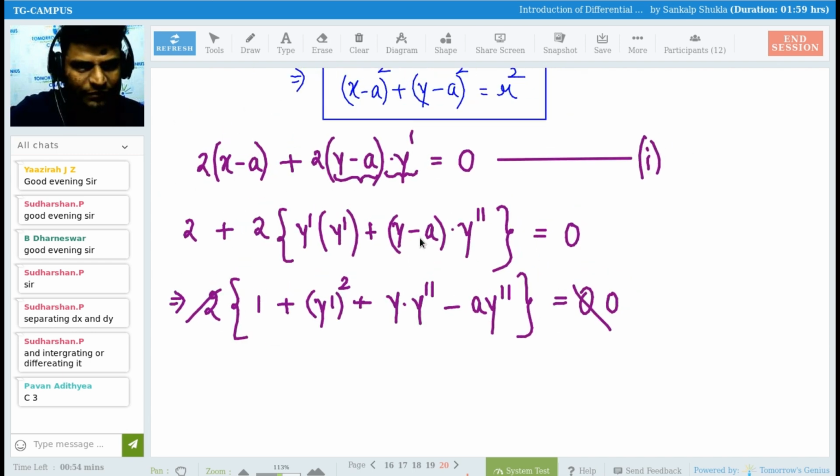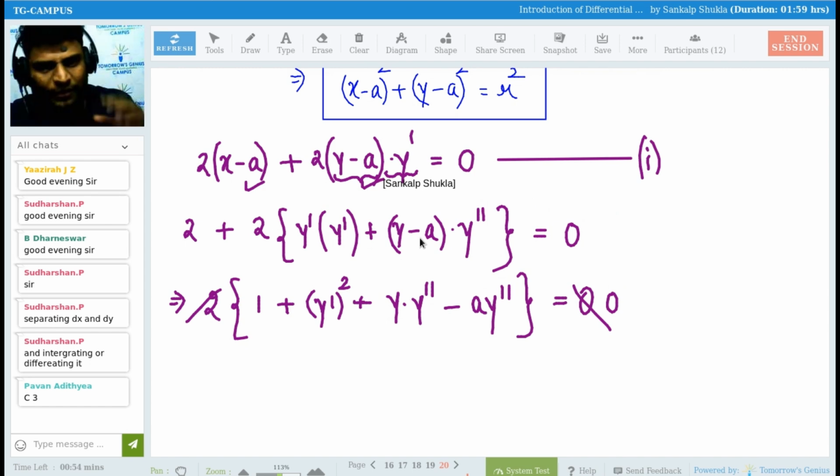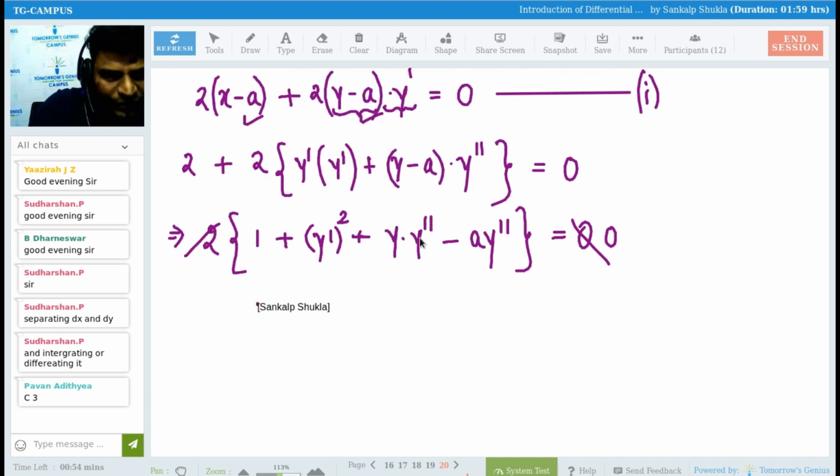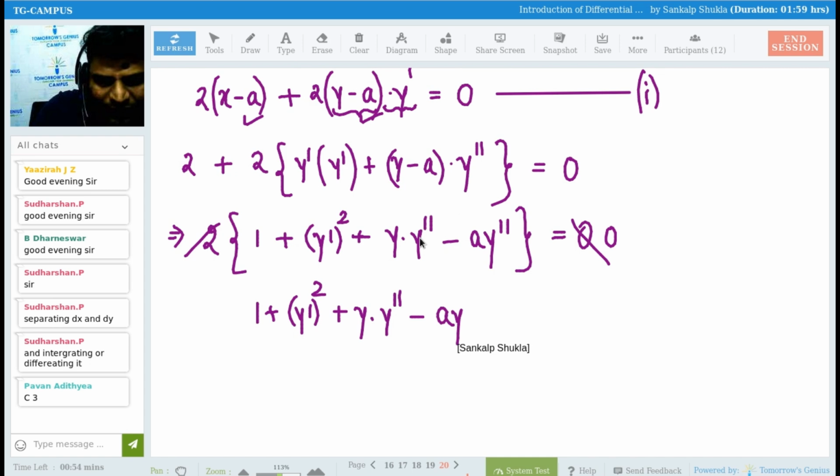See equation 1. Only this thing is there, x minus a and y minus a. You can replace the value of a with this. Okay, let me write it again. So this is 1 plus y dash whole square plus y into y double dash minus a y double dash is equal to 0. Got it? Yes or no?